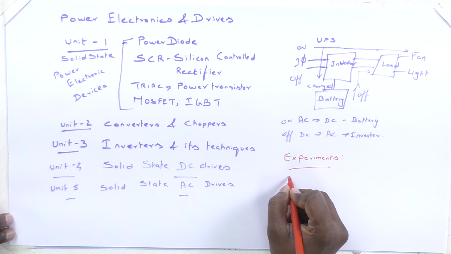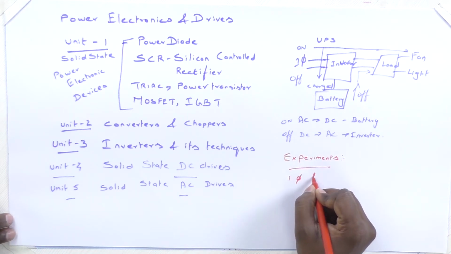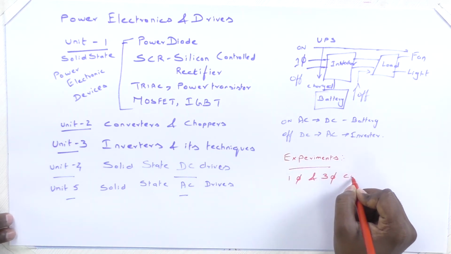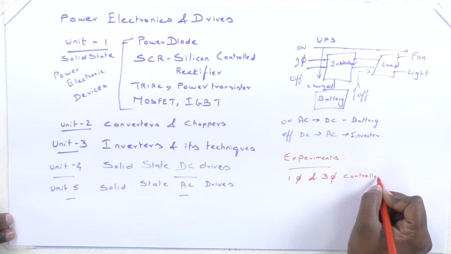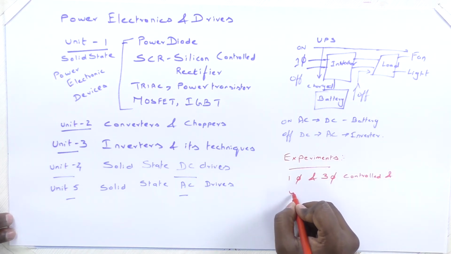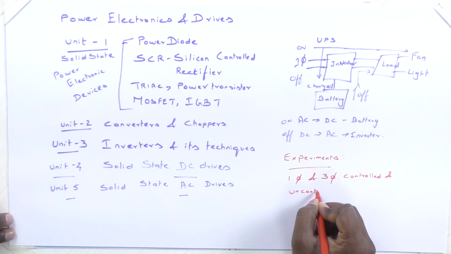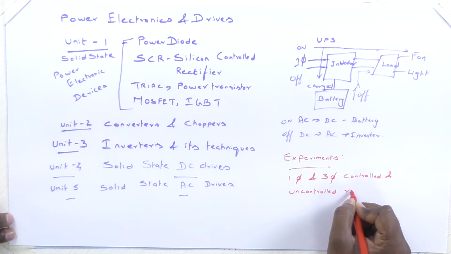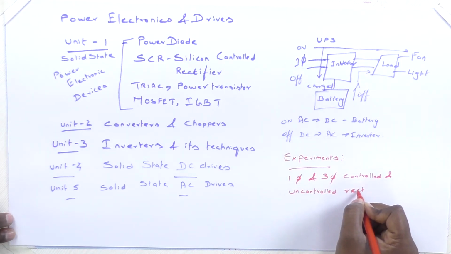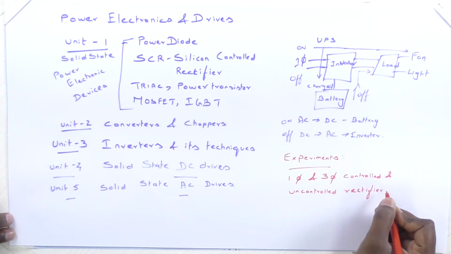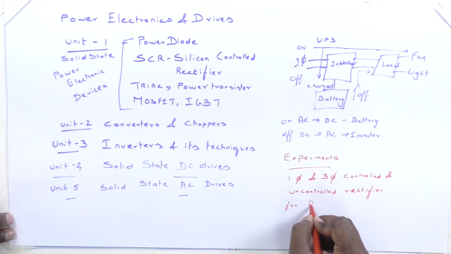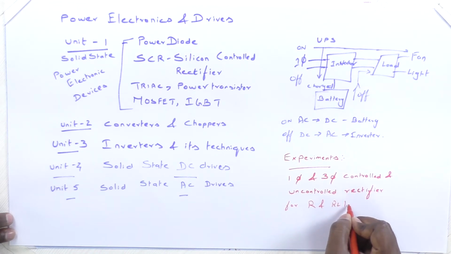So mostly we'll use single phase and three-phase controlled and uncontrolled rectifier for R and RL load. So this will be one of your main experiments. So we'll be dealing with all these things. So we'll study what it means by controlled, what it means by uncontrolled.